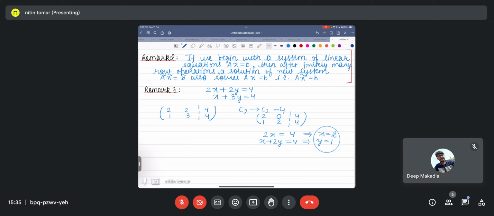But this solution does not solve the original problem, does it? The solution is 1 1 for the original problem, but here we are getting 2 1. Everyone can see this? Sir, it does not satisfy the original system. Yes, exactly. It does not solve the original system. That means the system is not comparable or equivalent. We have a not equivalent system.